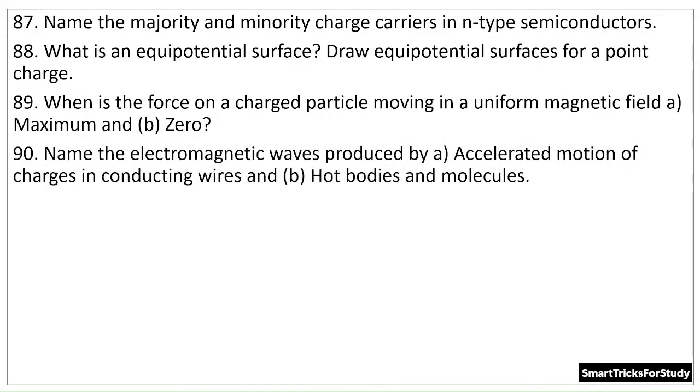90. Name the electromagnetic waves produced by A. Accelerated motion of charges in conducting wires, and B. Hot bodies and molecules.